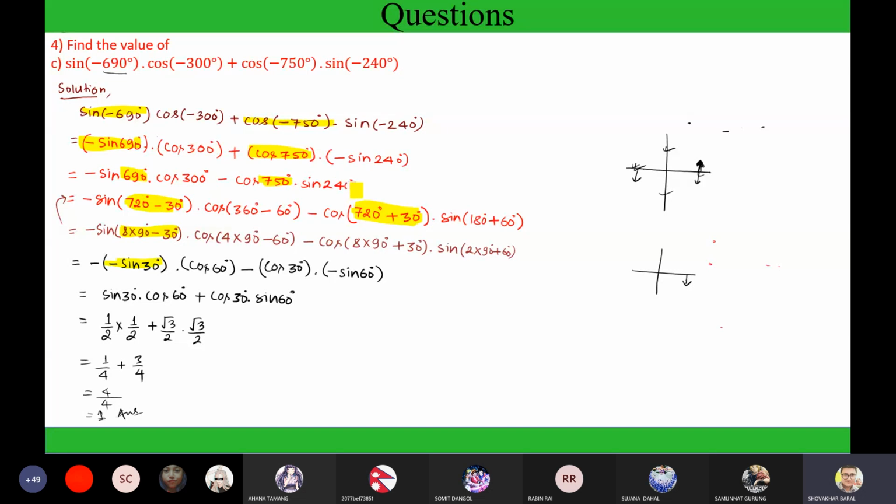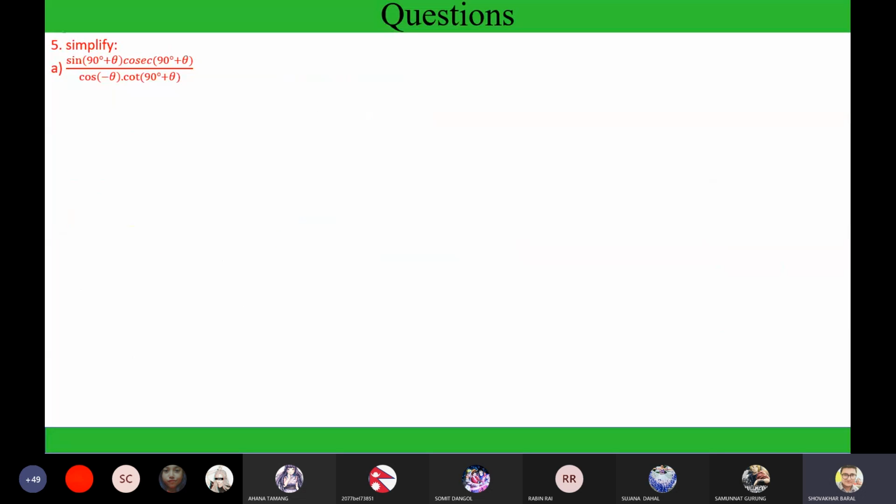If you know these two steps, this question can be solved easily. So let's go to the next question. Question number 5A. These numbers are given by myself.